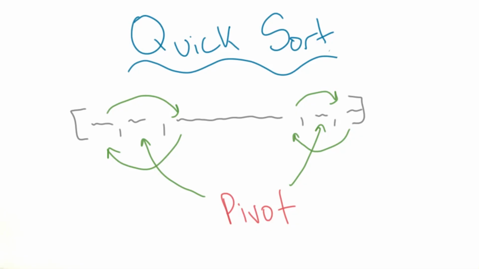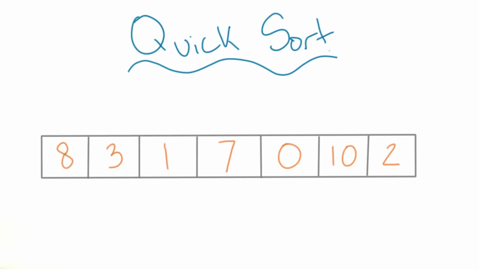Okay, let's watch this in action. First, we need to select a pivot. The convention is to pick the last element as your pivot, so let's go ahead and do that. Our first element is larger than our pivot, so we need to move it behind the pivot.